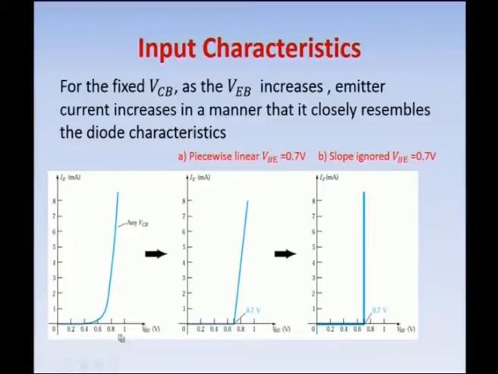So, this is the input characteristics of the common base transistor. It is similar to the input characteristics of a forward biased diode. For the transistor it is plotted with the input current, the emitter current IE, along the y axis and the input voltage, the base emitter voltage VBE, along the x axis, for a constant output voltage, that is the collector base voltage. So, this characteristics is similar to a forward biased diode, and what we have done for the forward biased diode, the same way we are going to see.